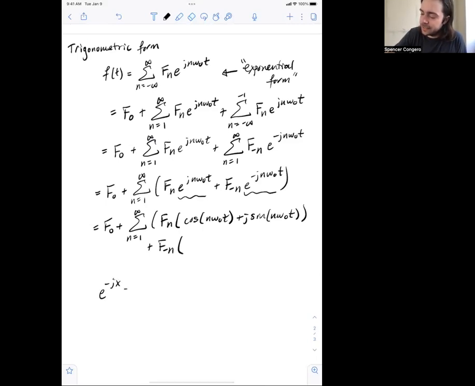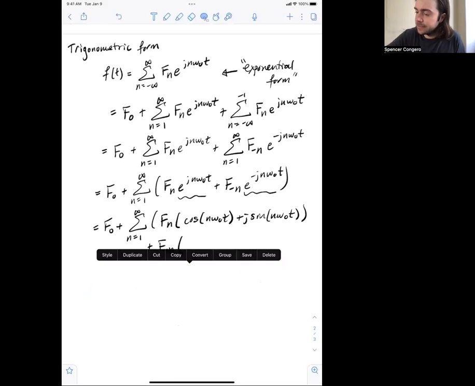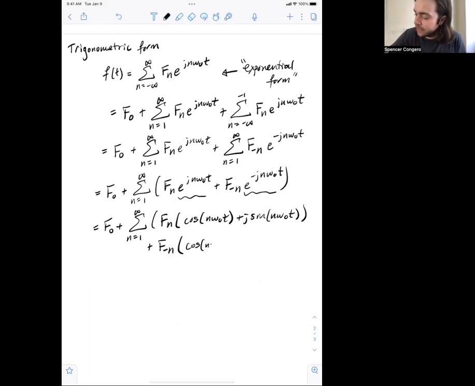Well, e to the negative jx is really just e to the j times -x, which by Euler's formula is cosine of -x plus j sine of -x. And now we know cosine is an even function, so cosine of -x is just cosine of x. Sine is an odd function, so sine of -x, I bring that negative outside. I get minus j sine of x. Okay, so e to the negative jx is just cosine of x minus j sine of x. Okay, so that's a good thing to remember. I'm going to use that right now. And I get cosine of n omega naught t minus j times sine of n omega naught t. Okay, that was just expanding that term right there.